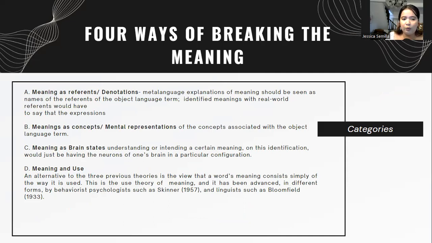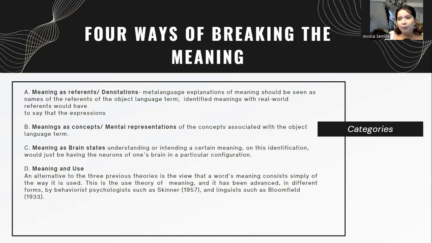On the other hand, when we talk about meaning as concept, this is associated with the object or language term. So this is a family of certain objects that you can correlate, or a mental representation of it. For example, a teacher, you can correlate it with students, grades, academe, like that. That is what you mean by mental representation or meaning as concept.